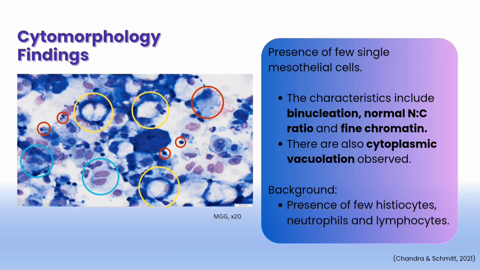From MGG stain, the presence of mesothelial cells is observed with characteristics including binucleation, normal NC ratio, and fine chromatin. There is also cytoplasmic vacuolation observed. While in the background, there is presence of histiocytes, neutrophils, and lymphocytes.